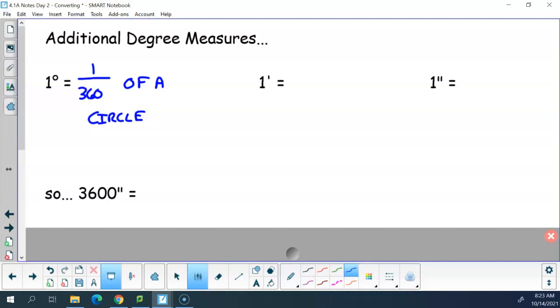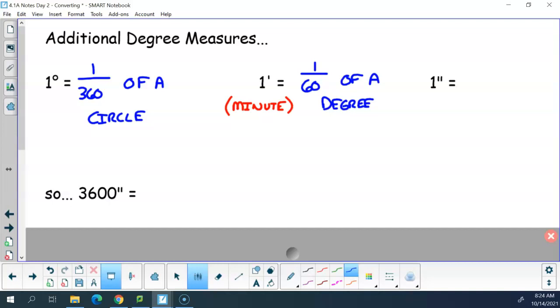1 minute, this is called a minute, is 1/60th of a degree. So a degree, that 1/360th, can get divided into 60 equal parts.